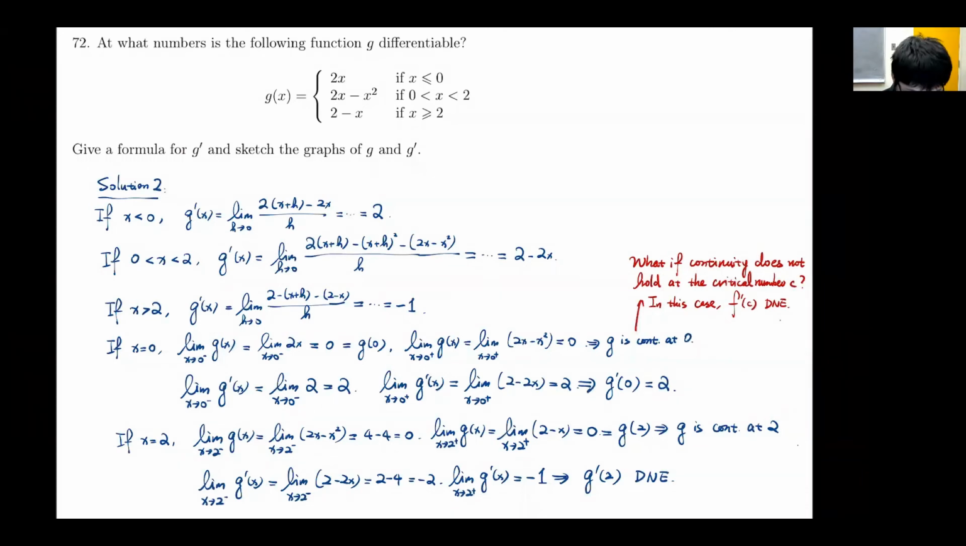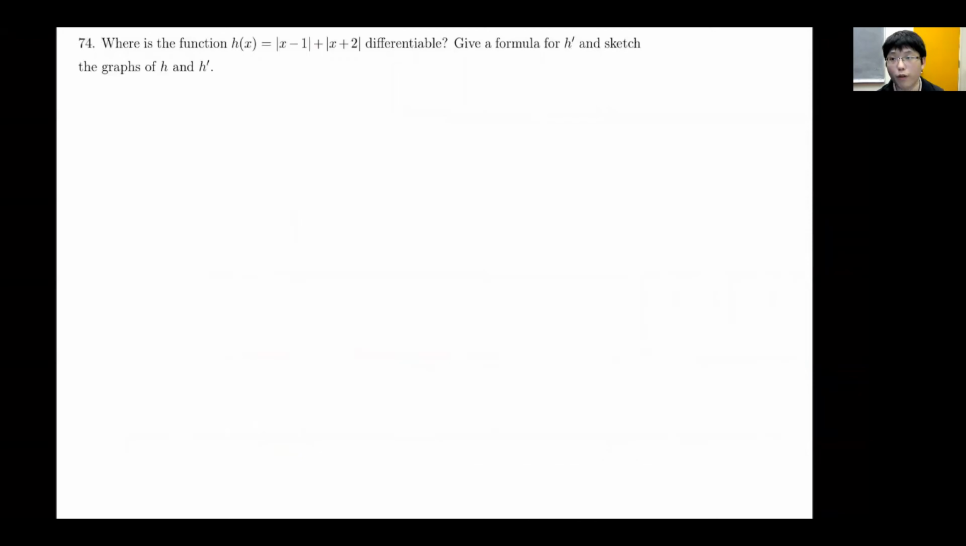Now let's look at number 74. This is again an absolute value function, but the complicated issue is that we have two absolute values involved in the function expression. So we need to be very careful about the choice of the positive and negative signs when we try to get rid of the absolute value. Let's first notice the following. If x is greater than or equal to 1, then the absolute value of x minus 1 is a non-negative number, and as a result, we can get rid of the absolute value and directly write it as x minus 1.